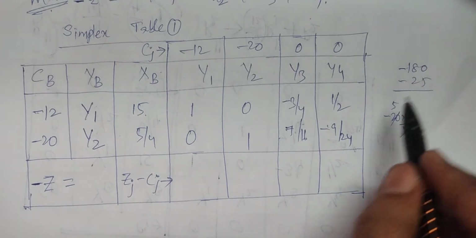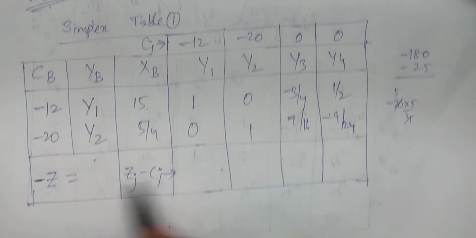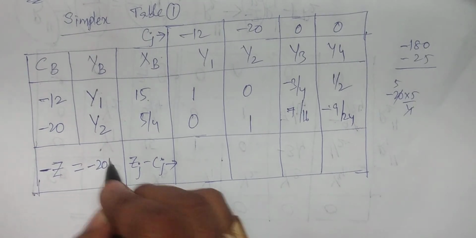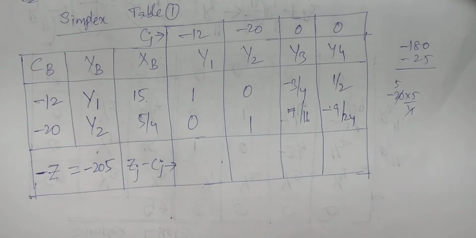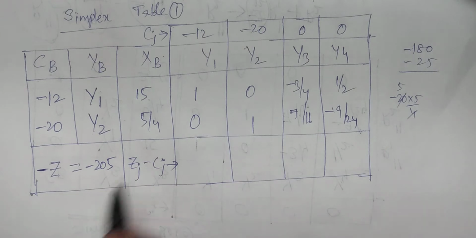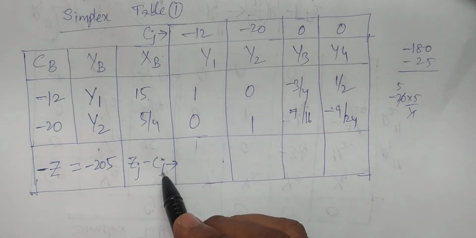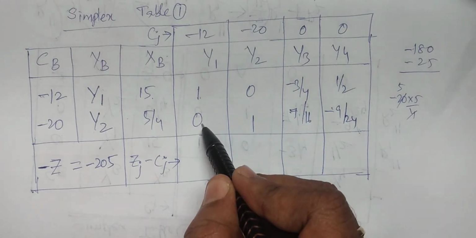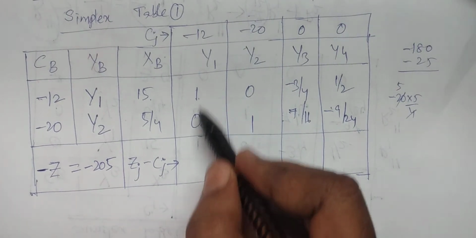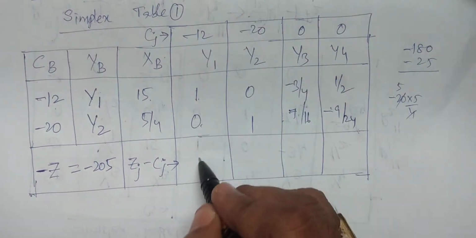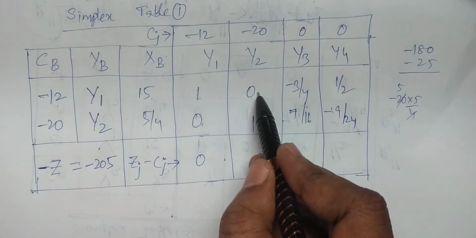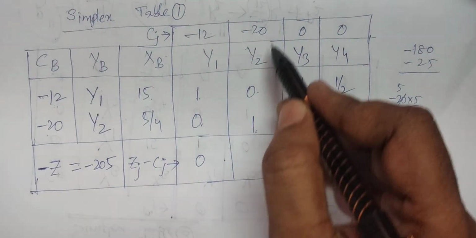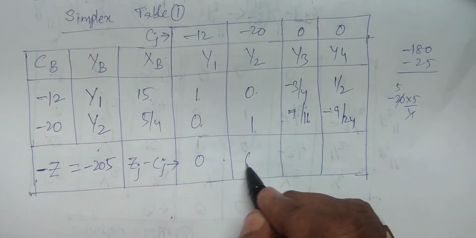So hence it is minus 205. That is the value of the objective function, minus Z. And for Zj minus Cj, in the net evaluations you calculate: minus 12 into 1, minus 12, minus 20 into 0, 0, so minus 12, minus of minus, plus 12, it is 0. Again, minus 12 into 0, minus 20 into 1, minus 20, minus of minus 20 plus 20, it is 0.